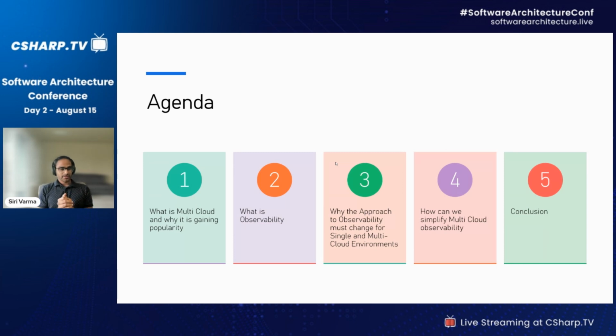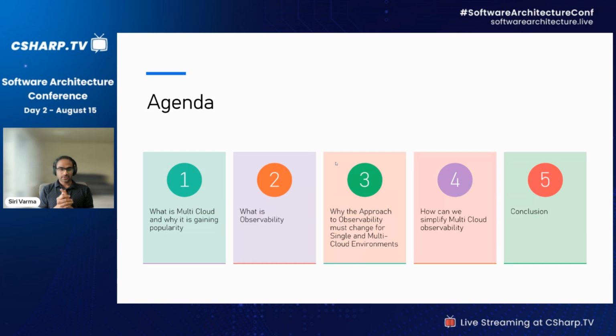So looking at the agenda, first, we'll start with what is multi-cloud, why is it gaining a lot of popularity, and what are the motivations behind enterprises moving towards this architecture. Next, we'll look at observability. What is observability? How does observability help you track your service health? And what are the three main concepts in observability?